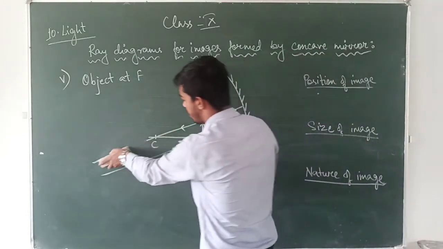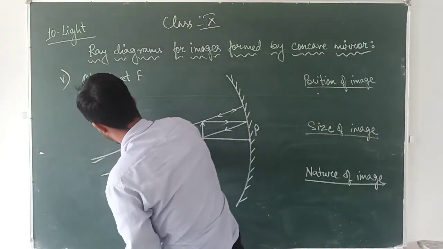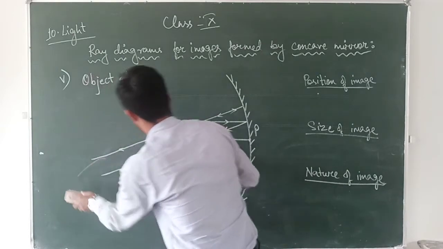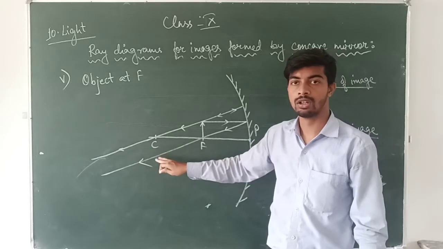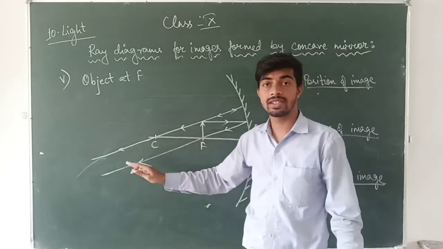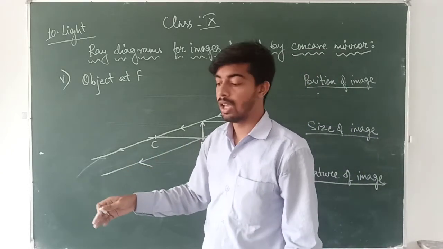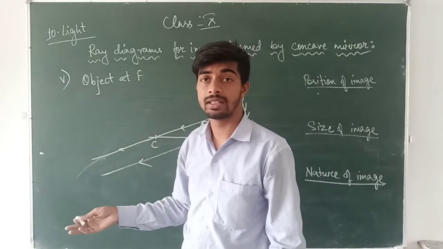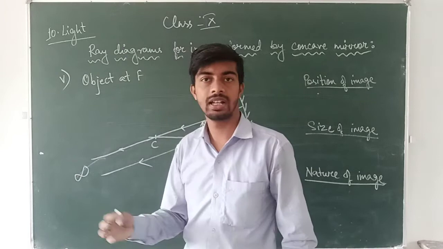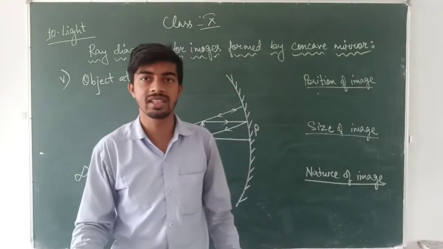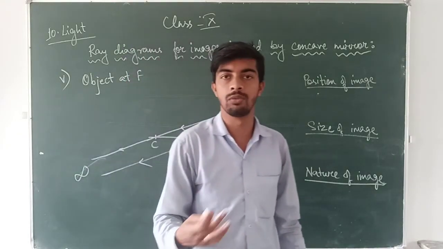So if you see here, both the rays are parallel, they are not meeting anymore. So when two rays are parallel, they never meet. So in this case, we take the image to be formed at infinity. Basically, they will not meet, but we just assume that somewhere, sometime they will meet.